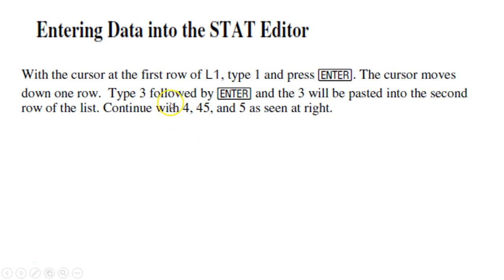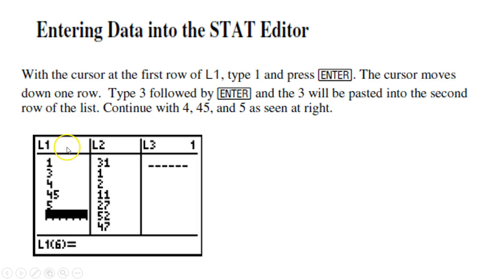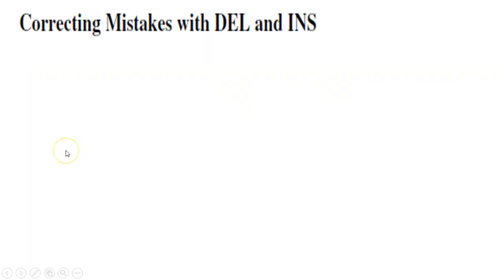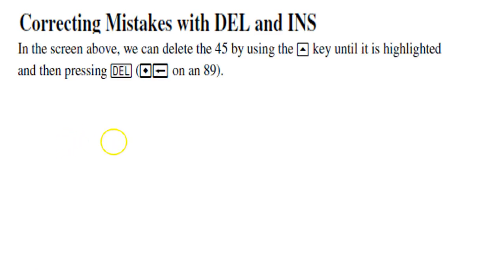Entering data into a list with the cursor at the first row of L1, for example. Type the 1, press enter, and move the cursor down like it'll keep moving down. Type 3, press enter, and so on down the line. Continue the whole way down to fill that in. This is just what mine looks like, so if you want to get some practice plugging it in, you certainly can. You can correct mistakes with delete and insert.